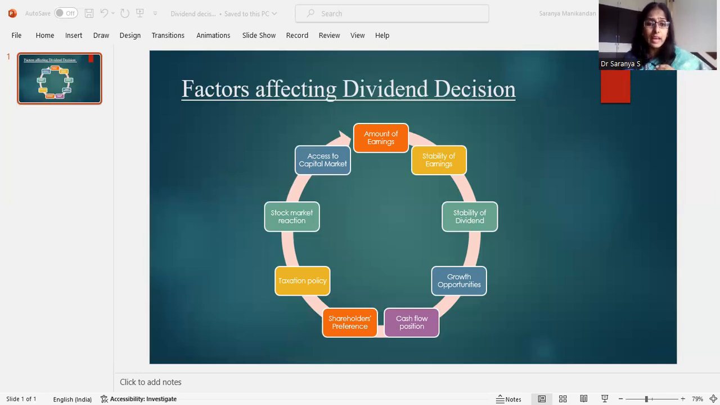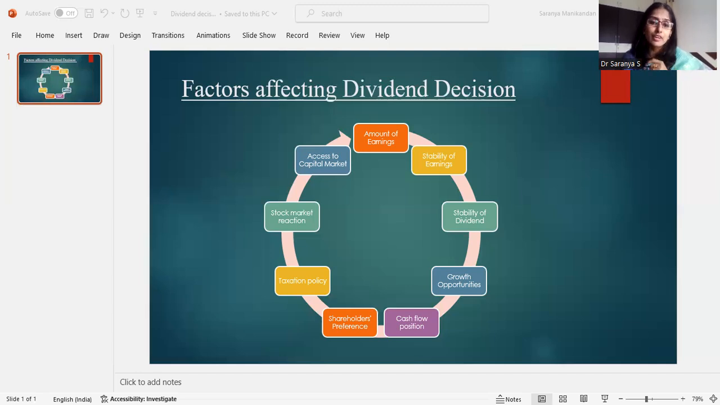The next point we have is cash flow position. The payment of dividend is related to the outflow of cash. So the cash goes out of the company when the dividend is paid. A company may be profitable, but it may have a shortage of cash. In case the company has surplus cash, then the company can pay more dividend. But during a shortage of cash, the company can declare only a low amount of dividend.